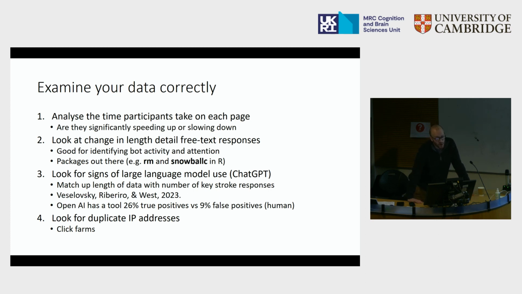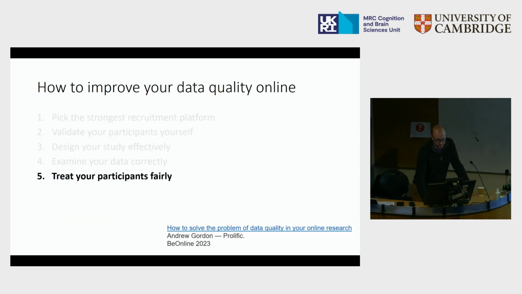And you can record things quite easily online, like IP addresses. So if you look for duplicate IP addresses, if a set of 50 participants are coming from the same IP address, there's a chance that it might be a click farm, people just looking for the money.